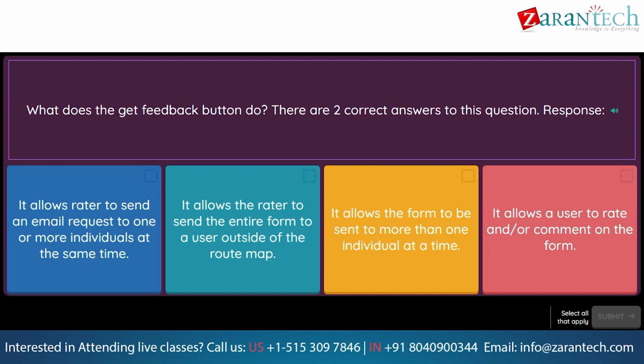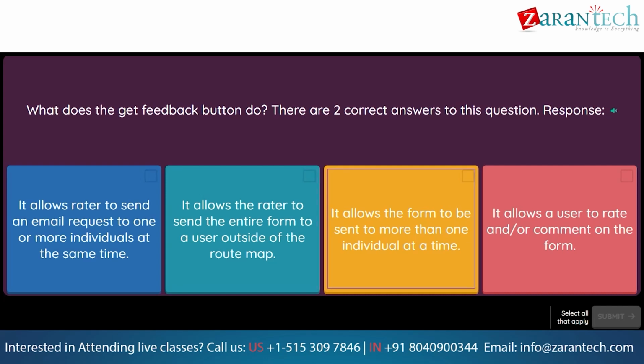Question: what does the Get Feedback button do? There are 2 correct answers to this question. Response: Option 1, it allows rater to send an email request to one or more individuals at the same time. Option 2, it allows the rater to send the entire form to a user outside of the route map. Option 3, it allows the form to be sent to more than one individual at a time. Option 4, it allows a user to rate and/or comment on the form.